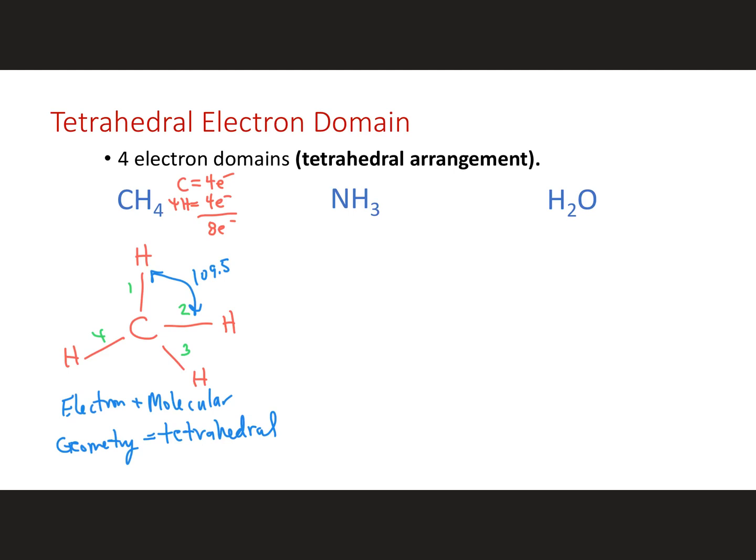We've already worked through ammonia earlier today to see that ammonia is trigonal pyramidal. Nitrogen has 5 electrons, 3 hydrogens with 1 electron each. Gives me a total of 8 electrons I have to assign. So that looked like this. There's 6 electrons right there, 7 and 8. So I've assigned those 8 electrons. I have 3 bonding domains, 1, 2, and 3, and 1 non-bonding domain.